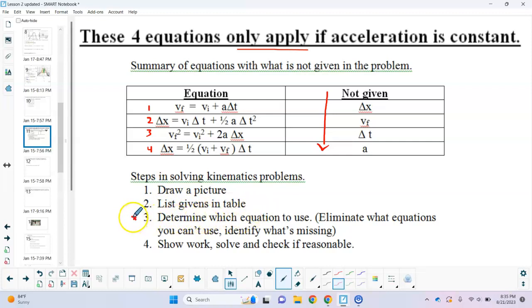Listing your givens in a table, step 2, and choosing an equation, step 3, are the ones that give people some difficulty. Once you get those done, then it's really just plugging in and doing math. So I think you're going to do fine once you get to that point. Then, step 4, you look at your answer and make sure it seems somewhat reasonable for the situation.